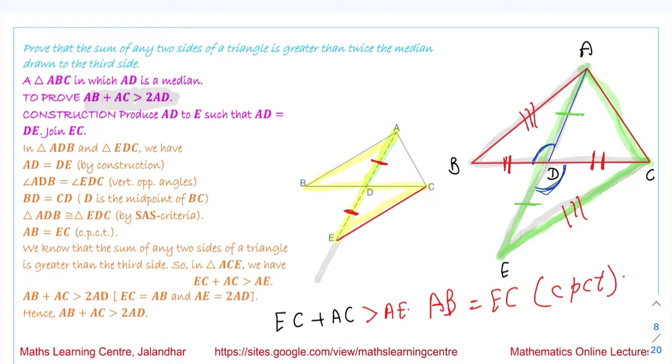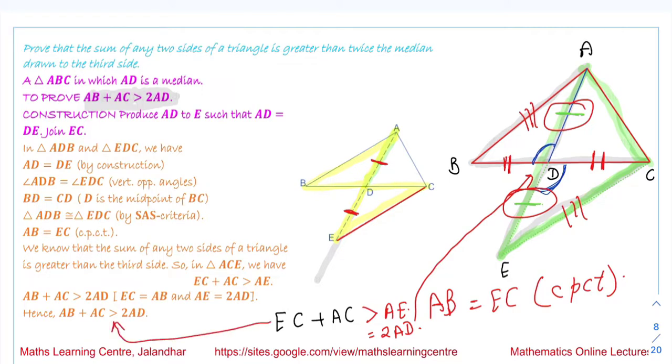Now what we have is AE, the value of AE is 2 times AD. This we have by our construction, that this value is 2 times AD. So this is what we have to prove, and we are saying EC is equal to AB, and this is what we have to prove, that AB plus AC is greater than 2 times AD.